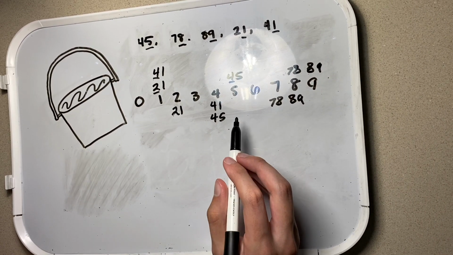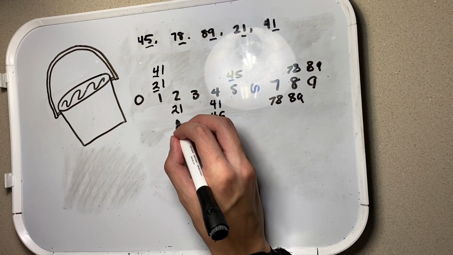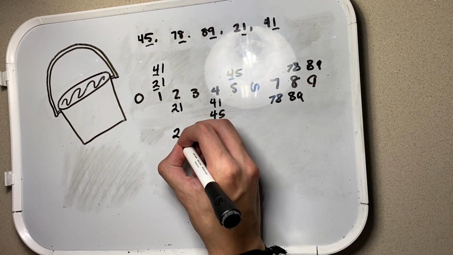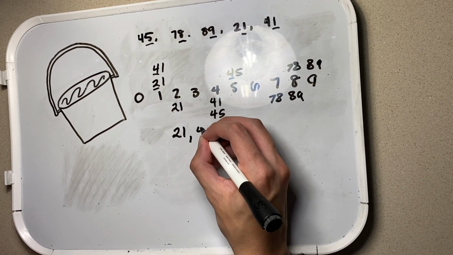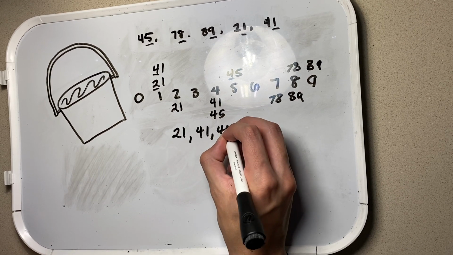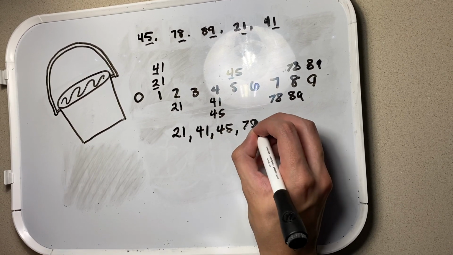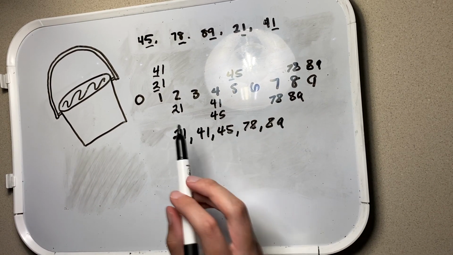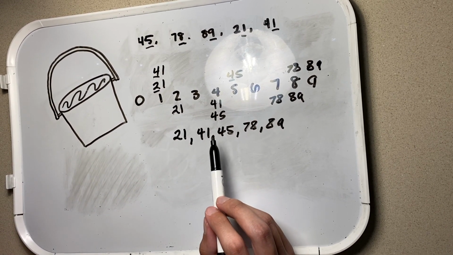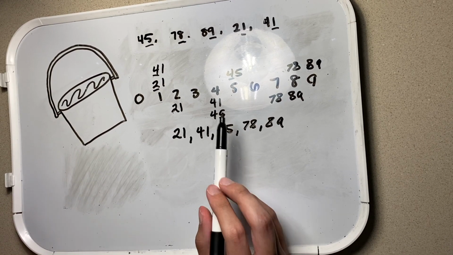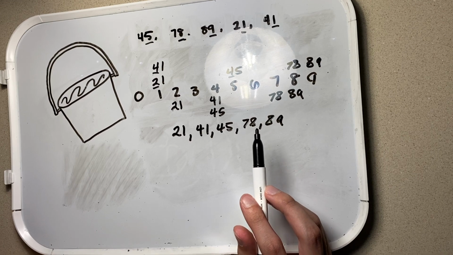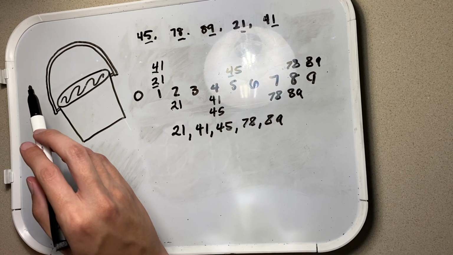So putting it all together, you're going to end up having all these come down in the order that they were sorted. So it's going to be 21, 41, 45, 78, and 89. So this particular example only goes with 2 passes since there isn't anything in the hundreds place, but it will do that for each digit as big as the number will be.